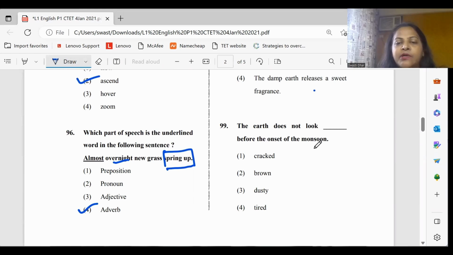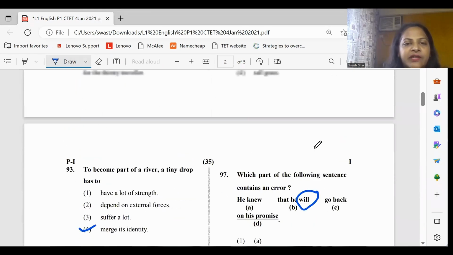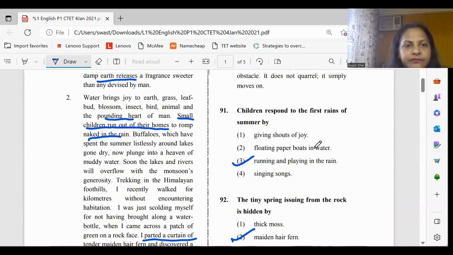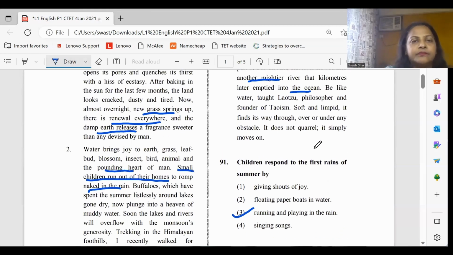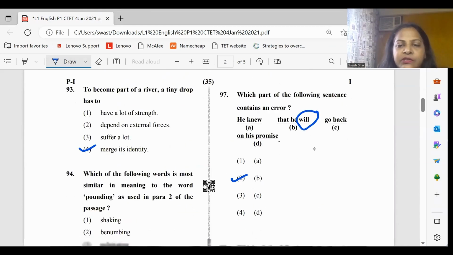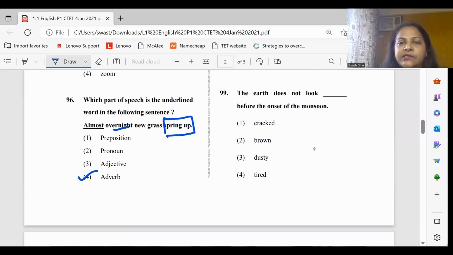So again, cracked, brown, dusty, tired. This is again directly from the passage. After baking in the sun, it looks cracked, it looks dusty, it looks tired. So what does it not look? Does not look. Please remember. So it does not look brown.